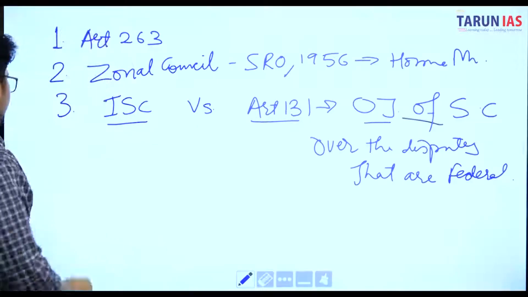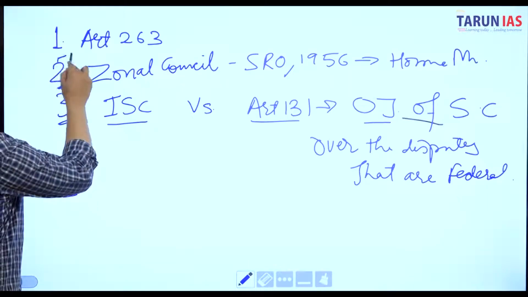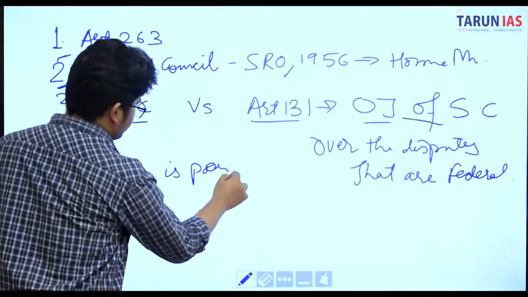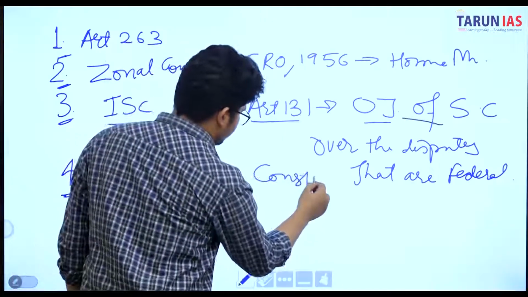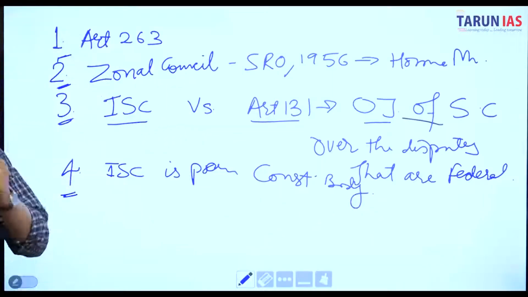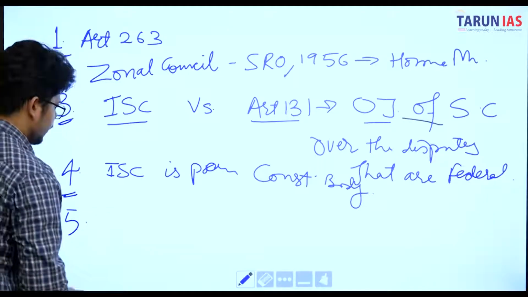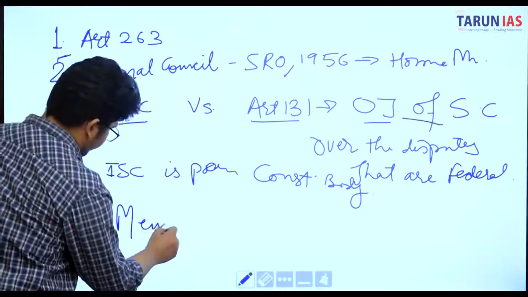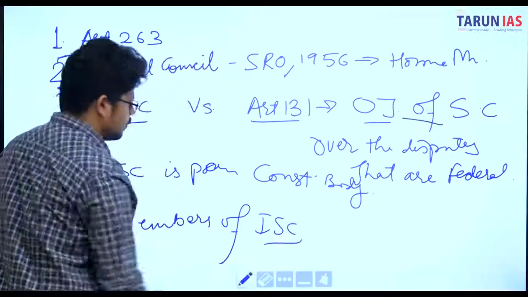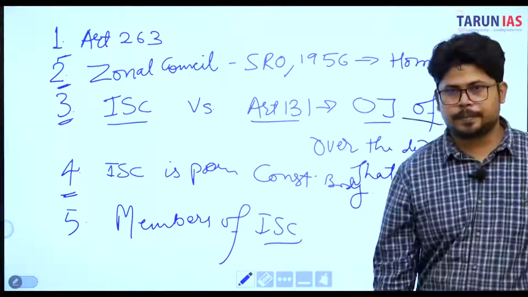Okay, the fourth important point is that the interstate council is a permanent constitutional body. It is not an executive body. Understood? And the fifth important point that you need to remember here is what the members of the Interstate Council are. Okay, I believe this will be enough for this.